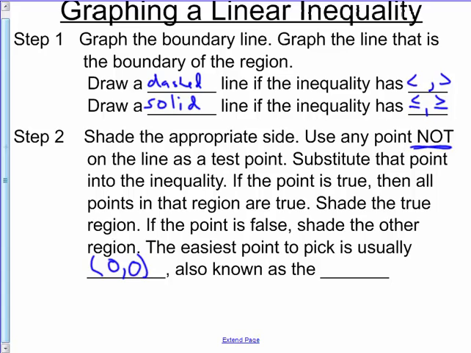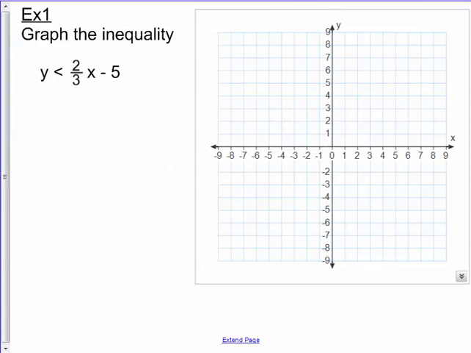Okay, and I test that point. Remember, 0, 0 is also known as the origin. So I'm going to test that point, and if it's true, that's where I shade. That's where the answers are true. Every point there is true. If it's false, then I would shade the other region. Now I could also test another point, but it's not really needed.